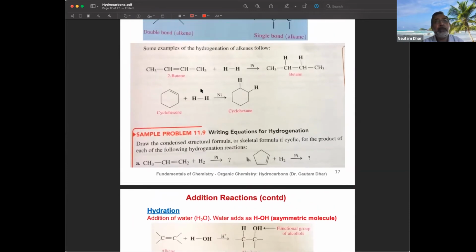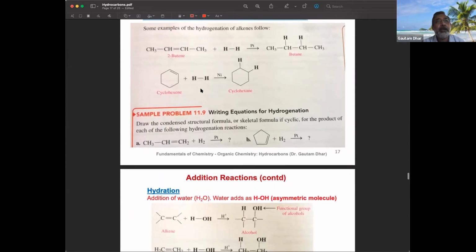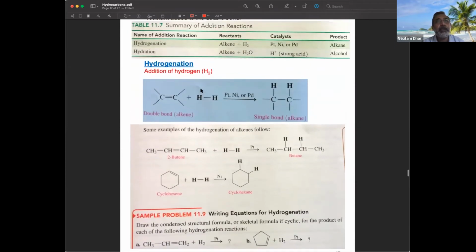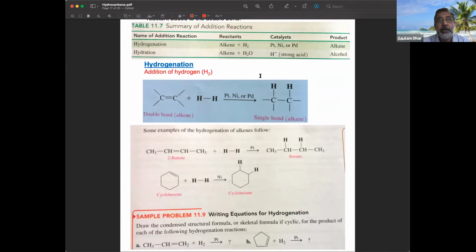Now in the case of hydrogenation, it's not just adding hydrogen, you need a catalyst. Usually platinum, nickel, or palladium.